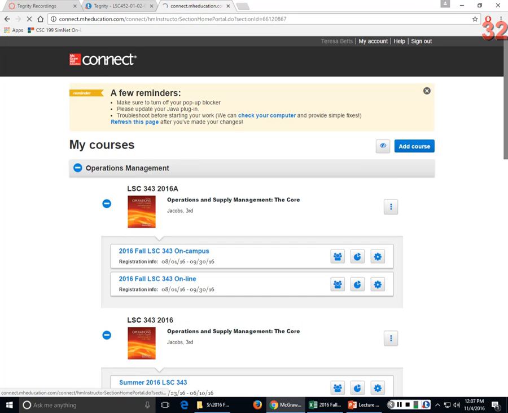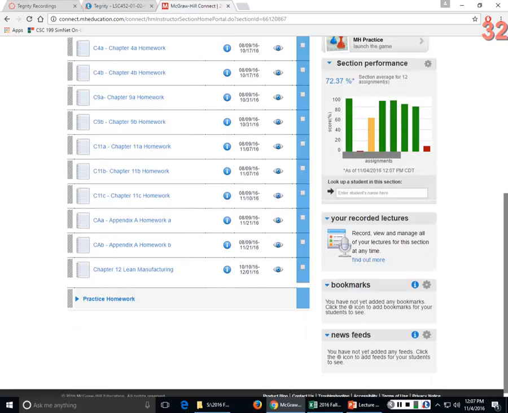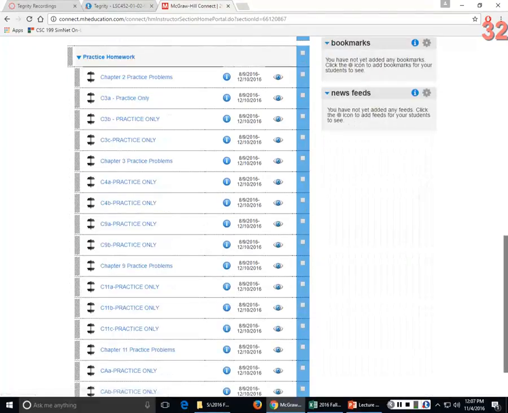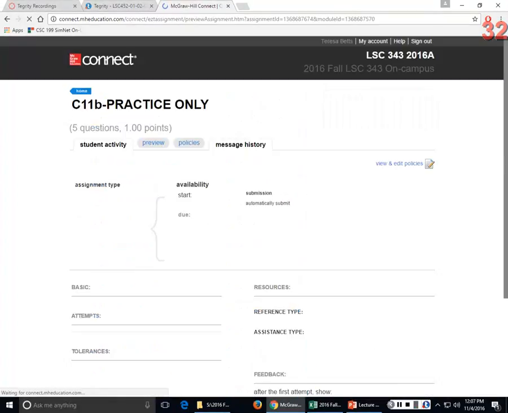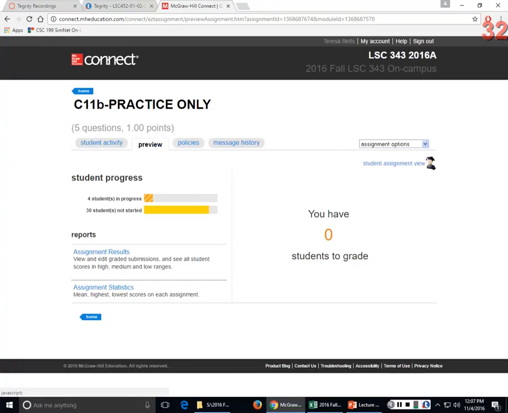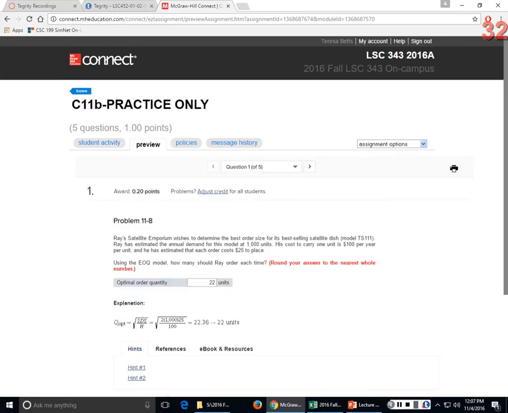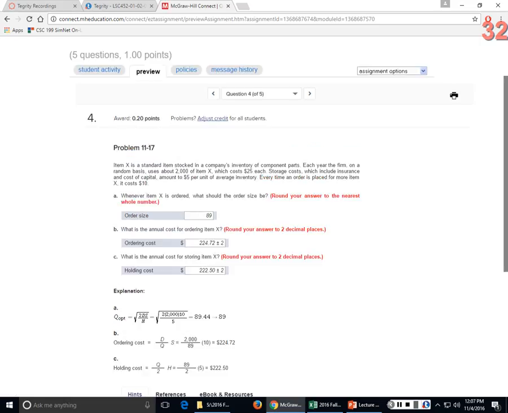So we'll go ahead and open this up. I'll go to the practice homework. And we'll take a look at, okay. So item X is a standard item stocked in a company's inventory of component parts. Each year the firm on a random basis uses about 2,000 of item X. Okay, Joe, what is 2,000 of item X? What does that represent?